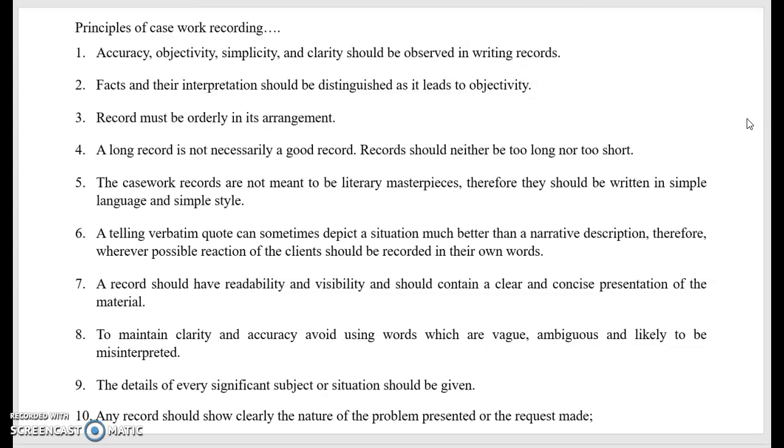Number 7. A record should have readability and visibility and should contain a clear and concise presentation of the material. Number 8. To maintain clarity and accuracy, avoid using words which are vague, ambiguous, and likely to be misinterpreted. Number 9. The details of every significant subject or situation should be given. Number 10. Any record should show clearly the nature of the problem presented or the request made.